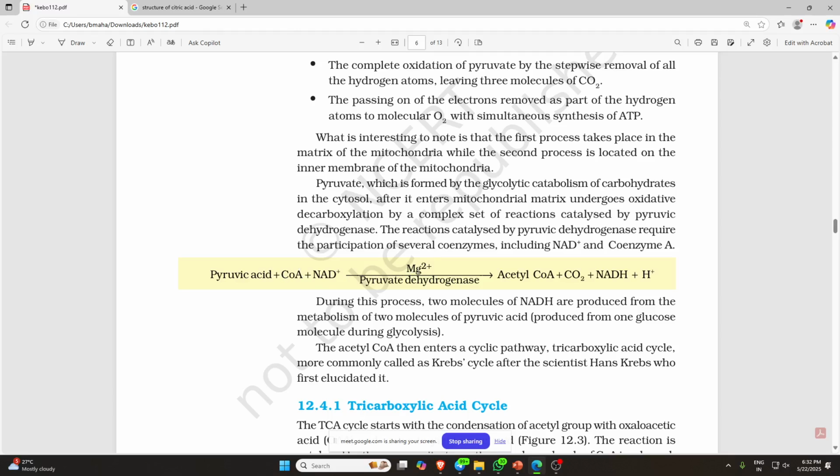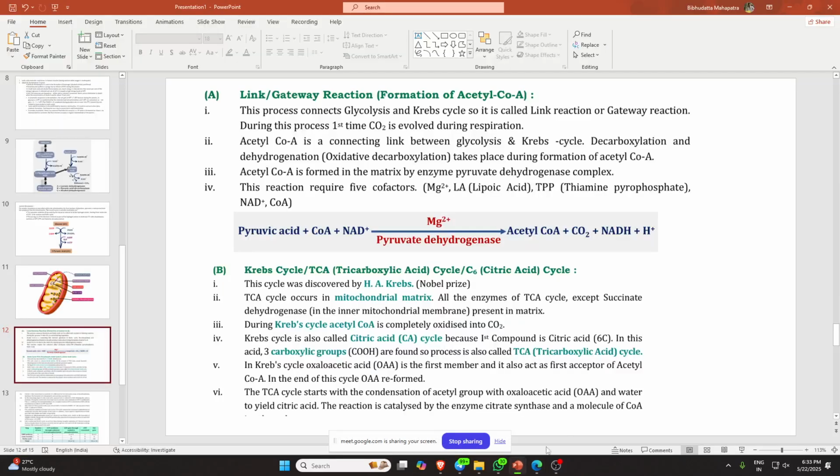And then coenzyme A, in the presence of this magnesium ion, will be added so that it goes through oxidative decarboxylation. Here the carbon dioxide will be released, and NAD is reduced to NADH. The whole pyruvic acid is oxidized to acetyl coenzyme A and carbon dioxide. That's what he is saying in this slide.